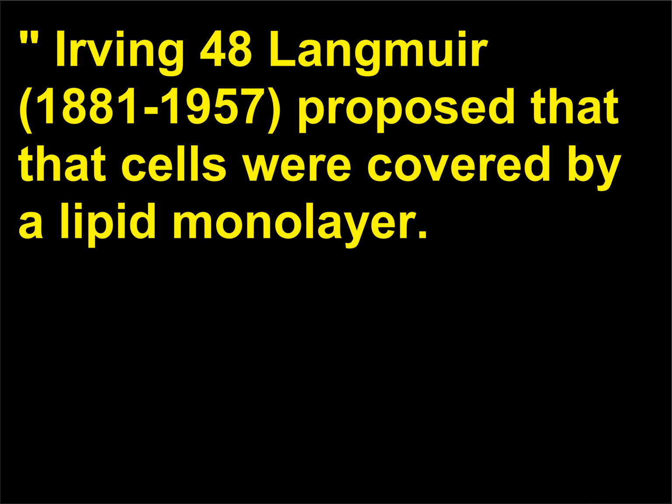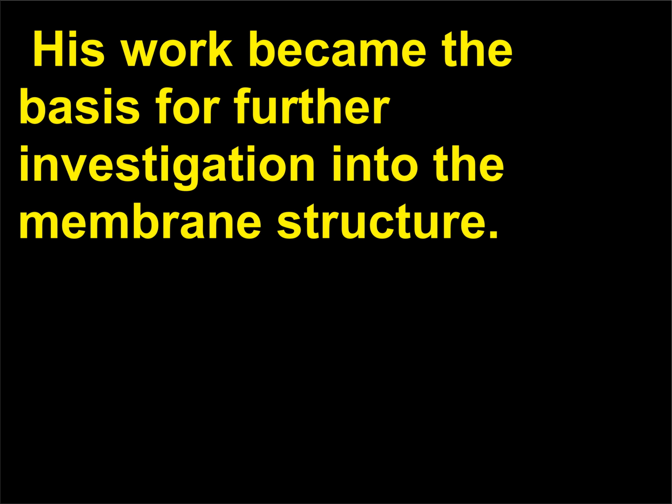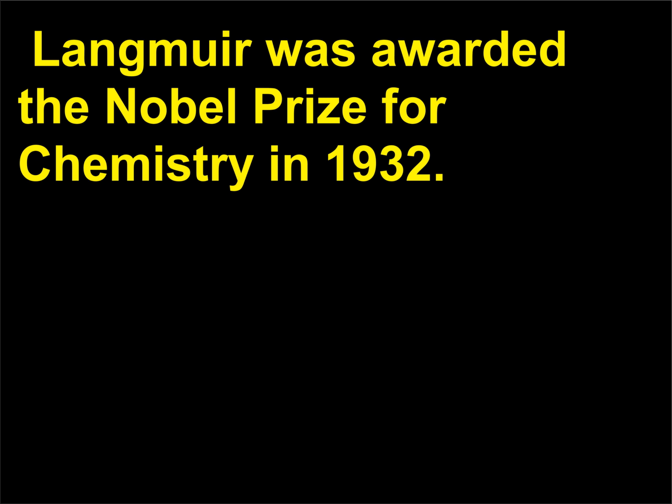Irving Langmuir, 1881 to 1957, proposed that cells were covered by a lipid monolayer. His work became the basis for further investigation into the membrane structure. Langmuir was awarded the Nobel Prize for Chemistry in 1932.